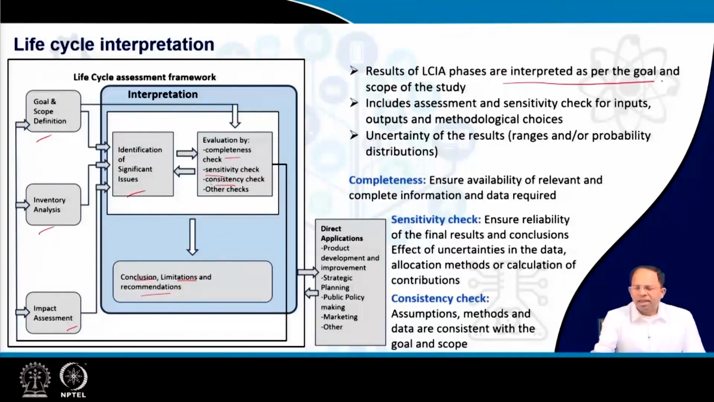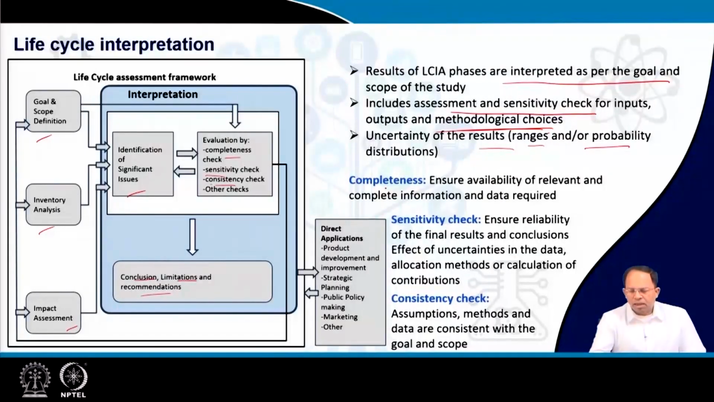So results are interpreted as per the goal and scope of the study. This includes assessment and sensitivity check for inputs and outputs and methodological choices. For each input, if I change the input by this much, how much would be the effect? That is the sensitivity analysis. And methodological choices: what methodology leads to what sort of effect, that we can evaluate. Uncertainty of the results: sometimes the results that we are predicting are uncertain. So instead of giving single values, we can give ranges or probability distributions for some effects. What is the probability of that happening? We can give that as well.